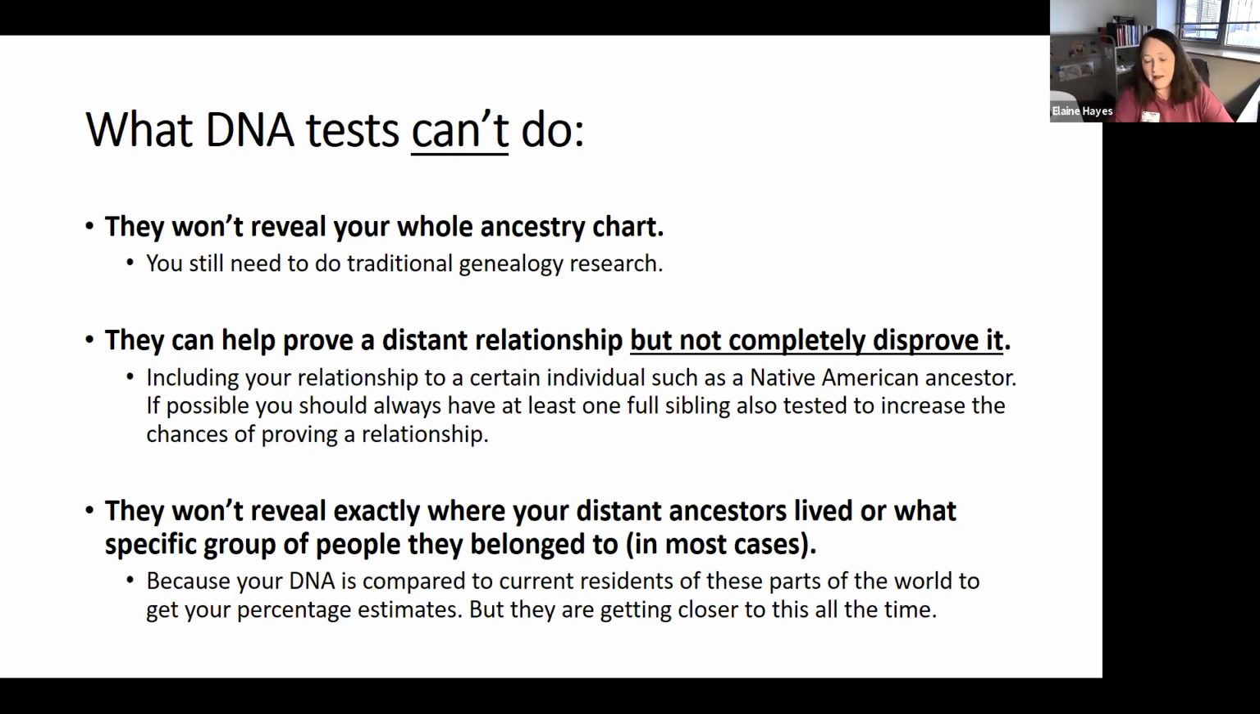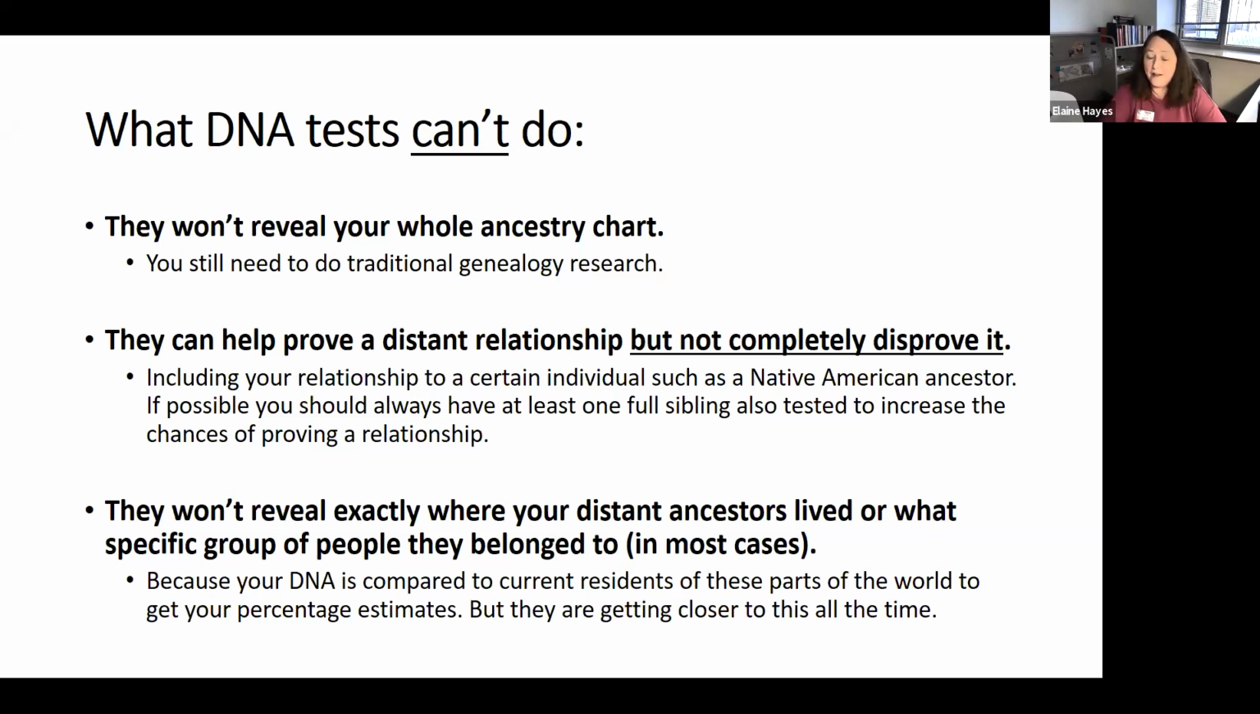generations. But such as, you think you have a great-great-great-grandparent who was Native American. If you have no Native American DNA, it doesn't necessarily mean that you don't have any Native American ancestry. That's why you may need to have some of your siblings tested too, because it may show up in a sibling but not in you.